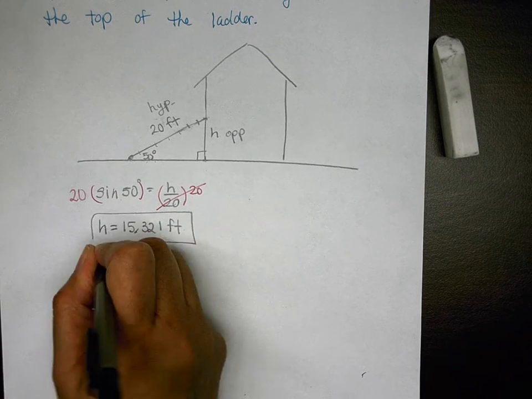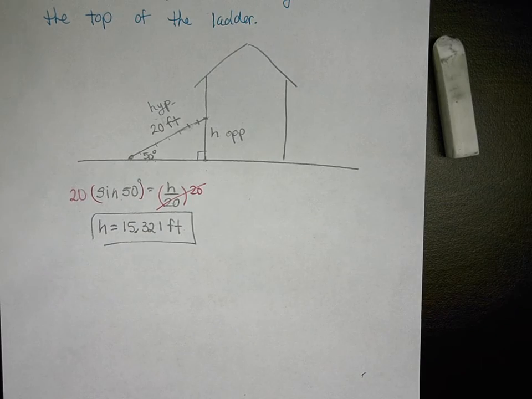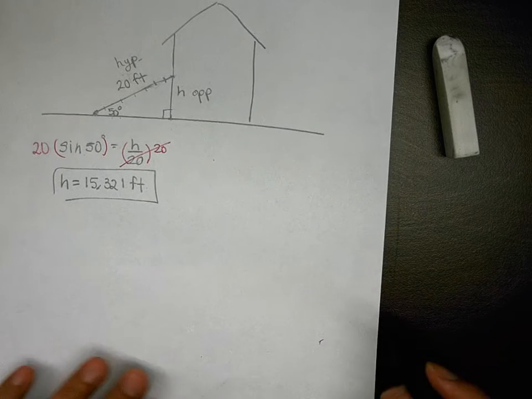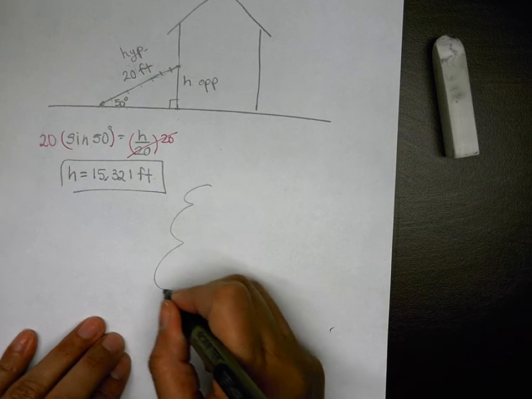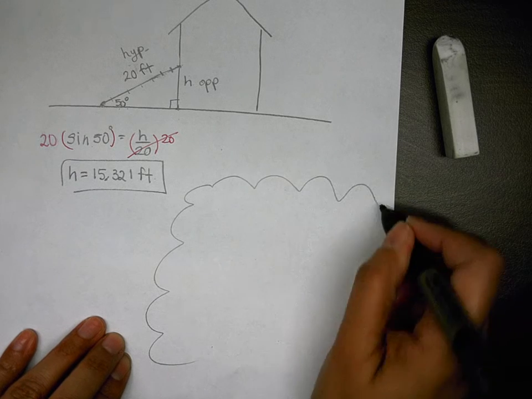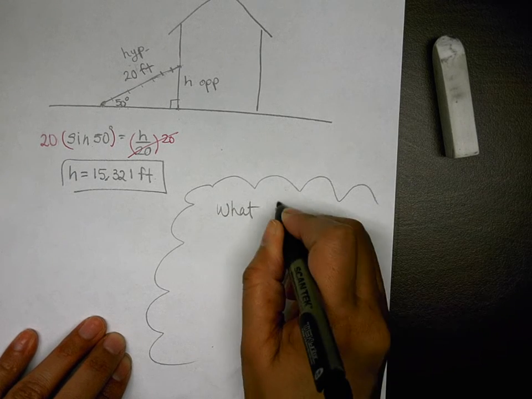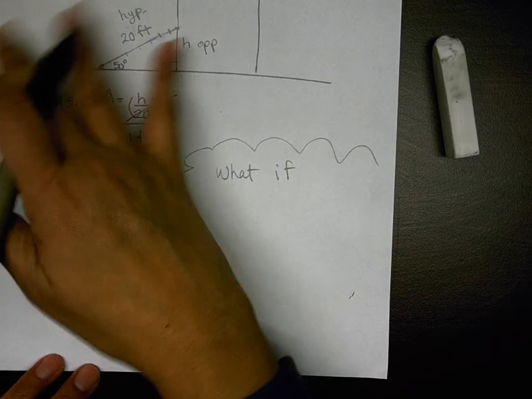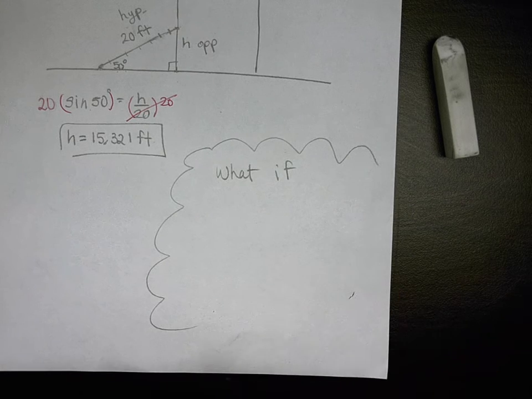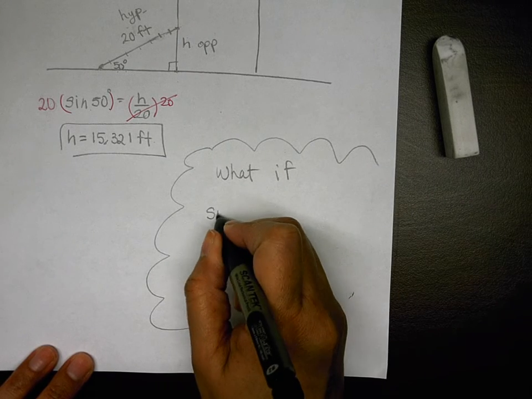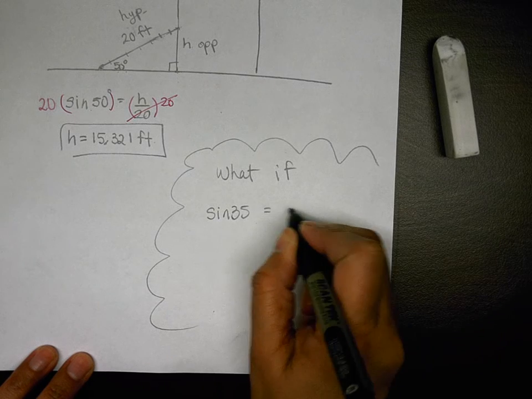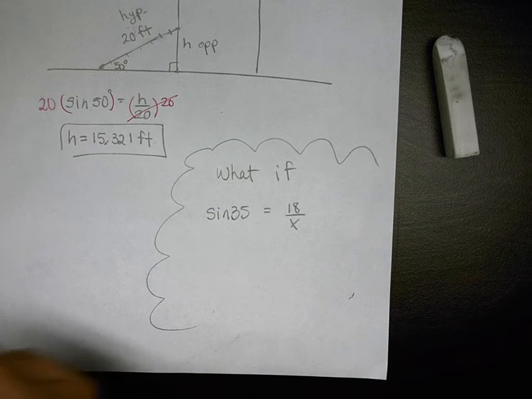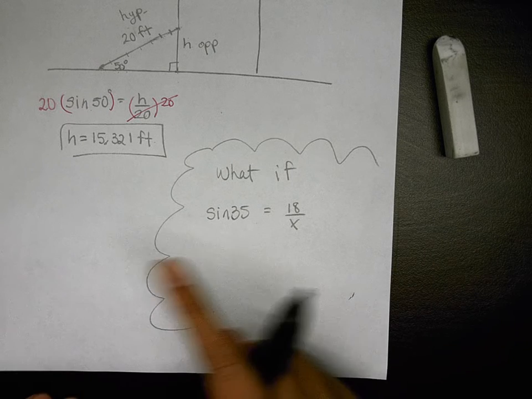Yes? Any questions? Okay, really quick side note, because this could possibly come up, a what if question, because it didn't happen on any of the problems we did so far. This is not in relation to the problem we just did. It's a what if it came up. What if we had something like this? Sine of 35 equals 18 over x. What if the variable we're solving for is in the denominator?